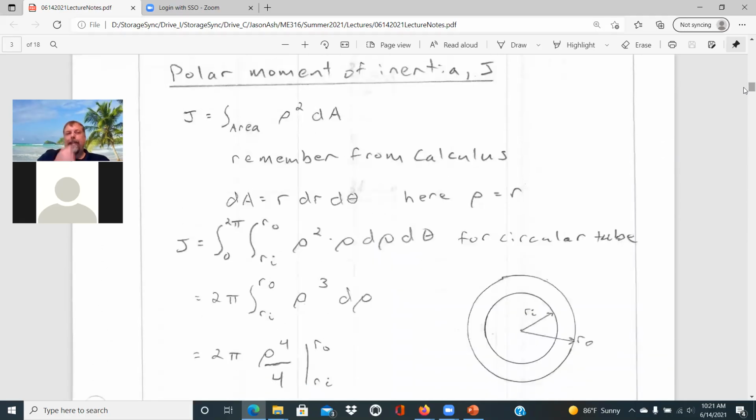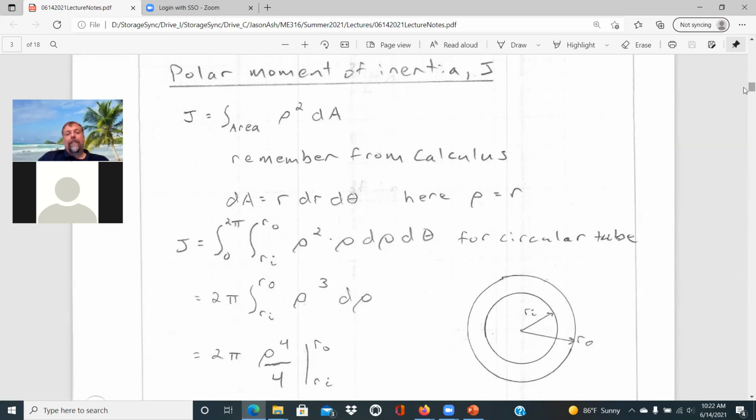So now let's get into that polar moment of inertia a little bit more, and dig into that integral and solve that for a circular tube. But J, again, we recalled, is just an integral over the area of rho squared dA. And so now we kind of have to remember back to Calc 3 type stuff. And we can just take you through that. The nice thing is it works out to nice algebraic expressions. So we're typically only on the hook for the algebra expressions.